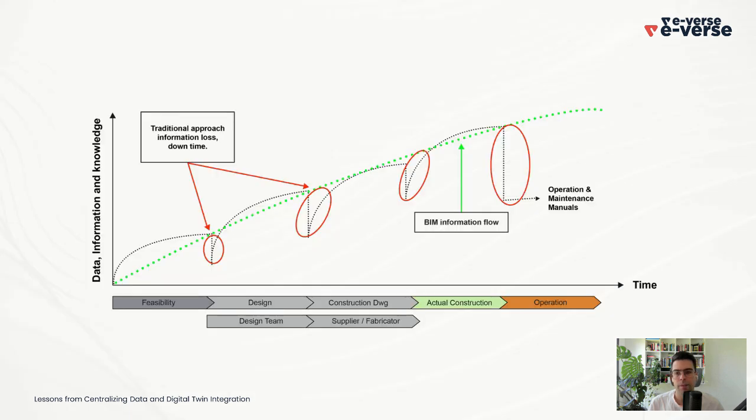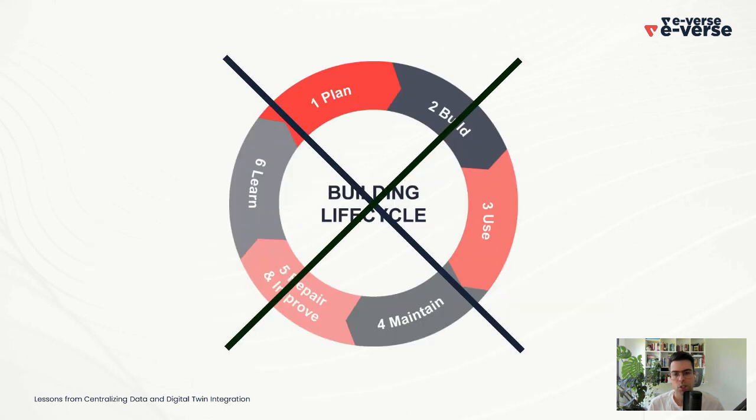The traditional approach is that on every project you lose so much data, so you lose a lot of efficiency on each project. So for me, the building life cycle was a lie at the time. I was not believing in that.